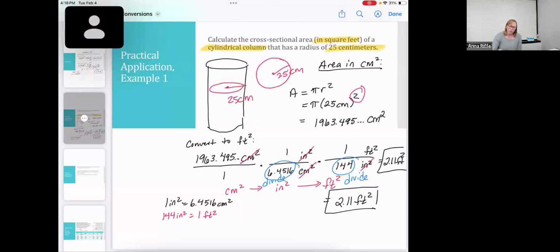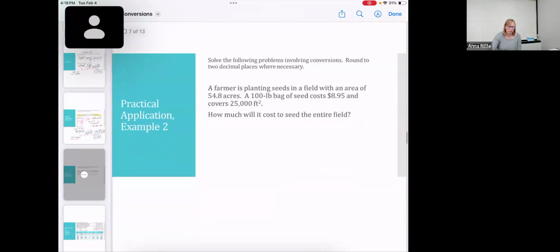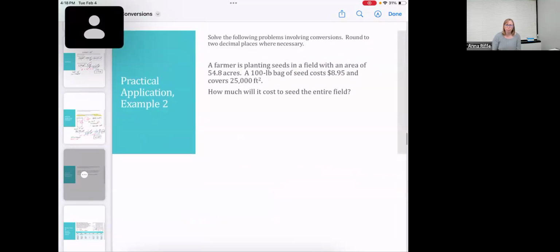We can do one more application, I think, before we jump into the metric system. Let's do this. Solve the following problem involving conversions. Let's round to 2 decimal places where necessary, as usual.